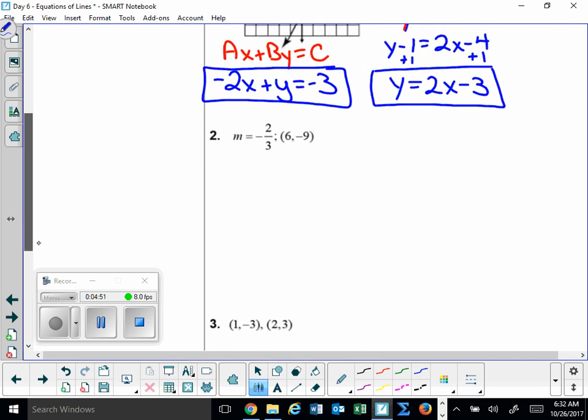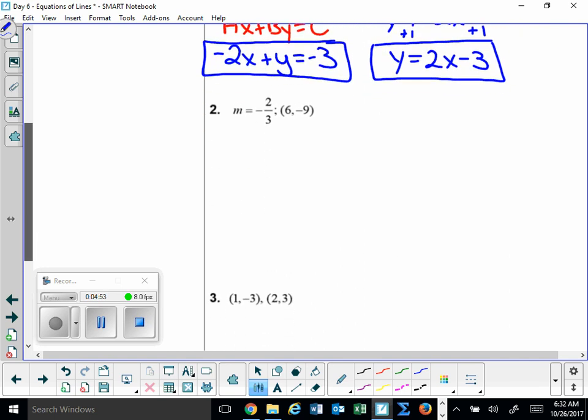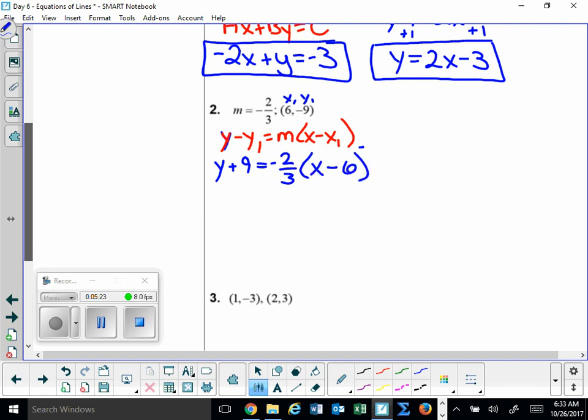All right, let's do this one together. I have a slope and I have a point. So I'm going to start off with point slope form. Let me write down that formula. So y minus, let's see, negative 9. Y minus negative 9 becomes y plus 9 equals, replace m, parentheses, x minus, replace x1, and I'm done.